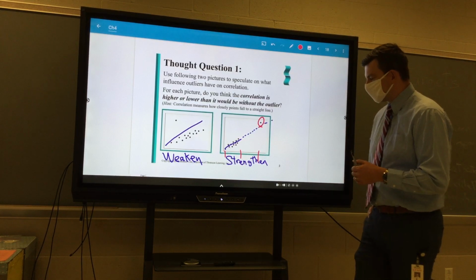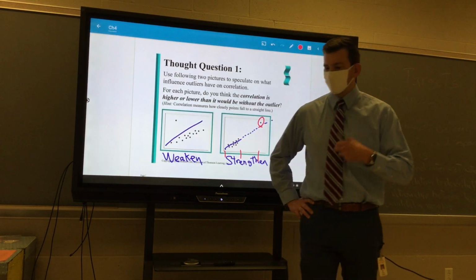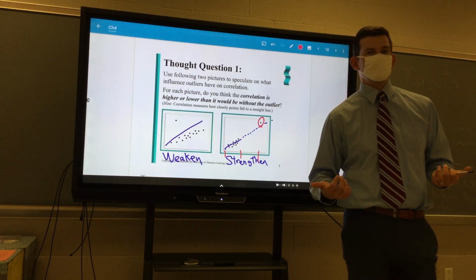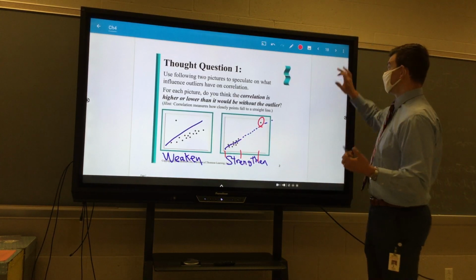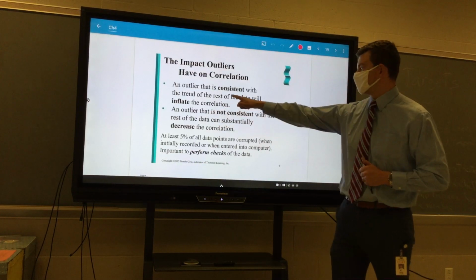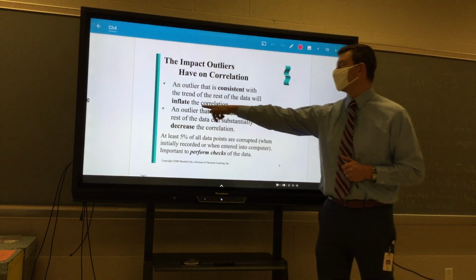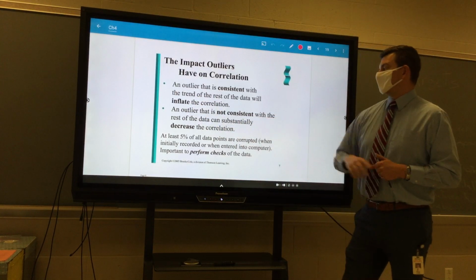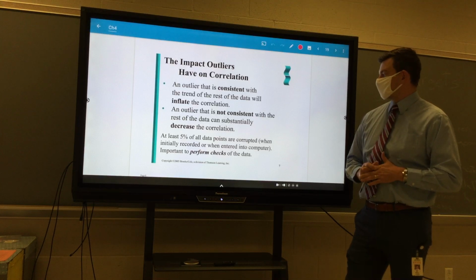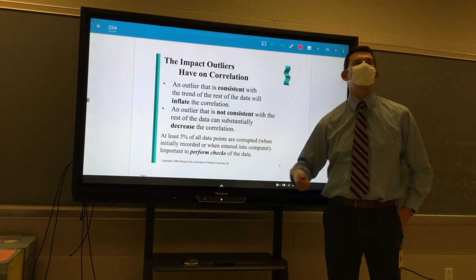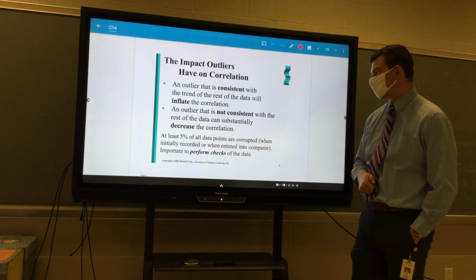An outlier requires further inquiry. Okay? Why is that point there? If it's justified in being removed, then maybe you need to remove that. Sometimes it's consistent with the trend and it inflates the correlation. Sometimes that inflation is artificial. An outlier that is not consistent with the rest of the data can substantially decrease the correlation. We saw that with our previous example there.